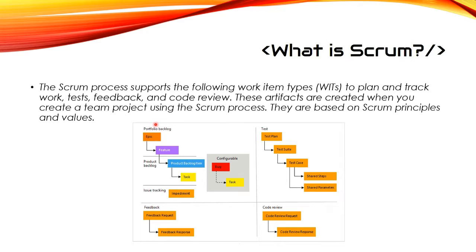So in the portfolio backlog, you have an epic followed by a feature. Beneath the feature, you have a product backlog item, and then underneath that product backlog item, you have a task. Also in your product backlog are bugs, and underneath the bug, you may have tasks. All of your issue tracking is done through impediments. For testing, you have a test plan. Then beneath that, you have a test suite. Then you have a test case, and within those test cases, you have shared steps and shared parameters. With feedback, you have a feedback request and a feedback response. With a code review, you have a code review request and a code review response.